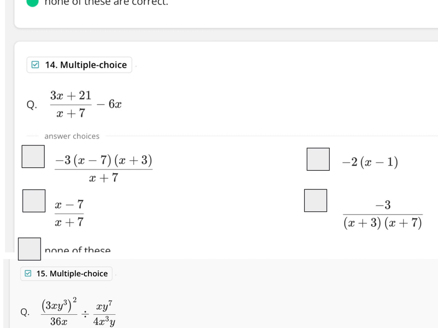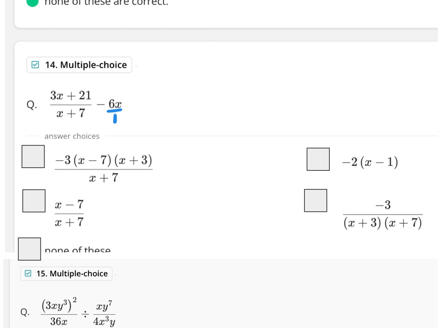Number 14. This one could be very challenging or it could be very easy, depending on what path you take. So on this one, I have a fraction minus a number, and if you wanted to, you could put that single term over a 1, and then worry about getting a common denominator, and then worry about adding and subtracting the numerators, right?